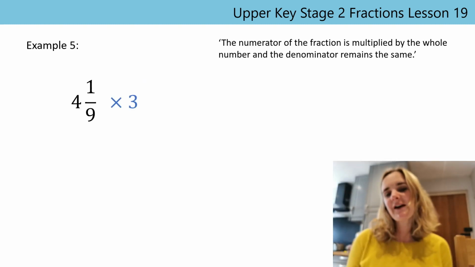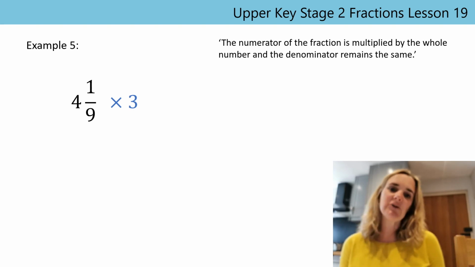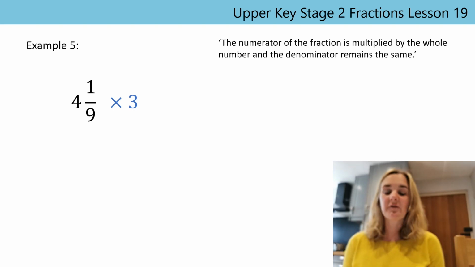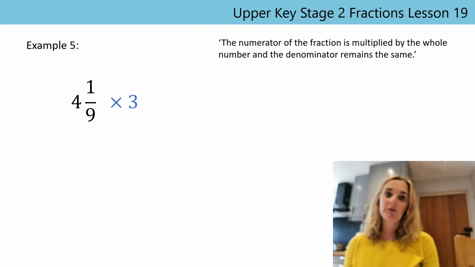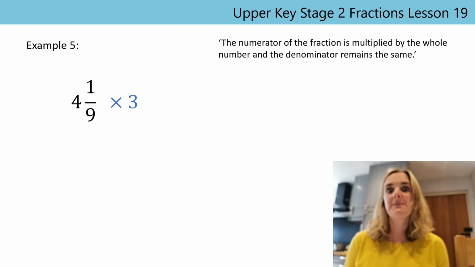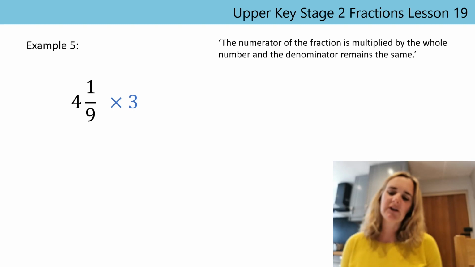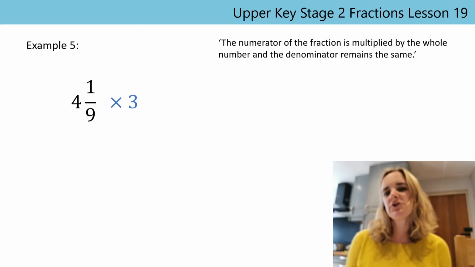Okay, so example 5 is a little bit of a revisit from yesterday. You were doing some multiplying of fractions yesterday, weren't you, with Mrs. Mole? And yesterday you used the sentence, the numerator of the fraction is multiplied by the whole number and the denominator remains the same. So I'll pop that on here just to remind us for today. So in this question, 4 and 1/9 multiplied by 3 might be a little bit tricky, but I think yesterday you were shown that you can partition that mixed number.